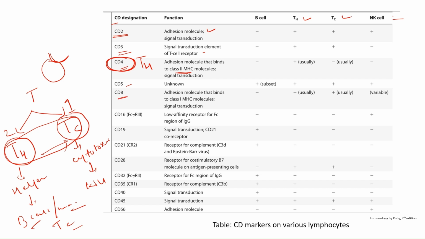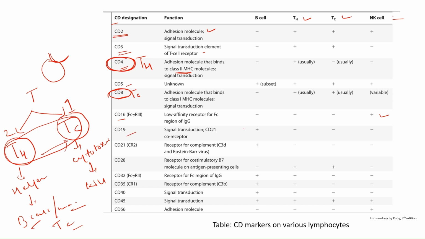CD8 is present on the surface of TC cells. So these two: CD4 is only specific to TH cells, so it is the marker that helps us to distinguish the TH cell. CD8 is only specific to TC cells, so it's the marker that helps us to distinguish the TC cell. Clear? CD16 is found only on NK cells.